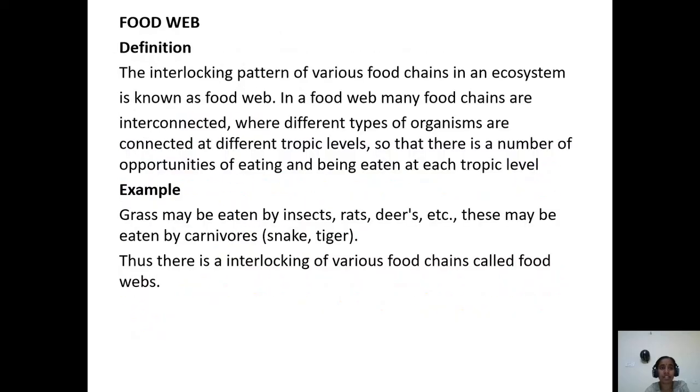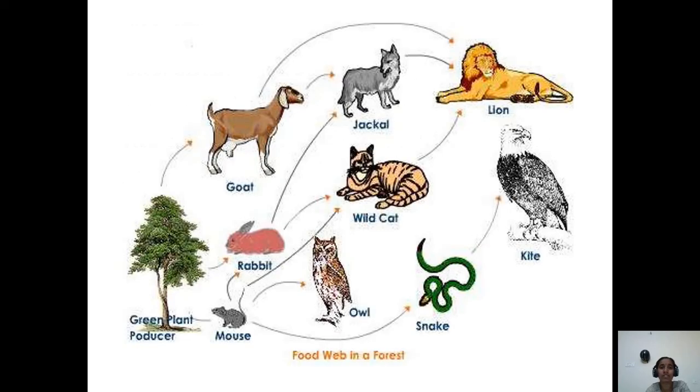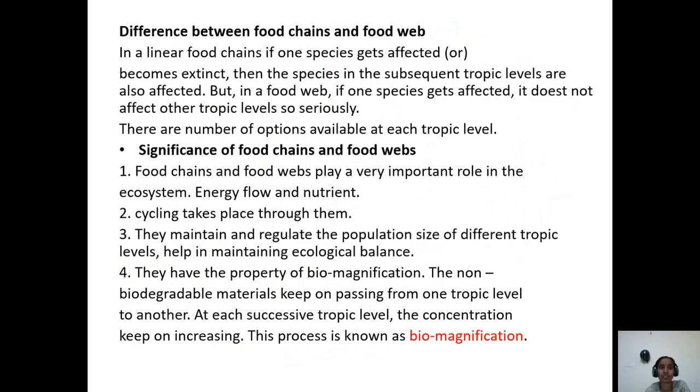And this is the food web. The network structure of food chains is called a food web. Here, for a living organism, a number of food options are available, and one organism is eaten by a number of organisms. The interlocking network structure of food chains is called a food web. This is an example of a food web in a forest.